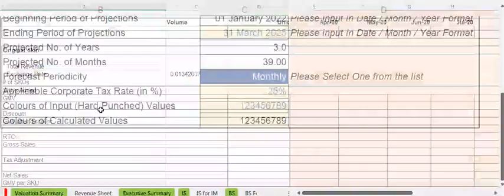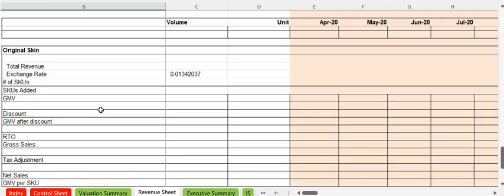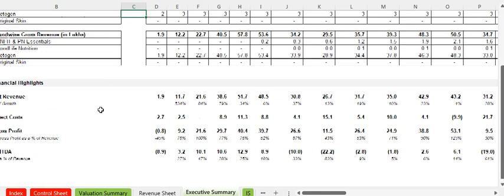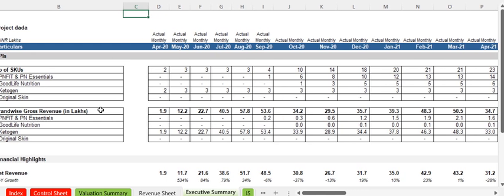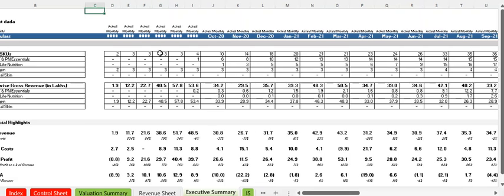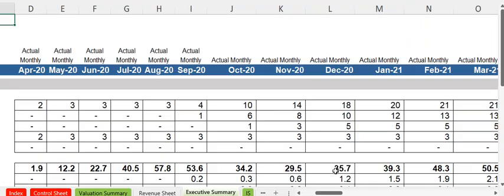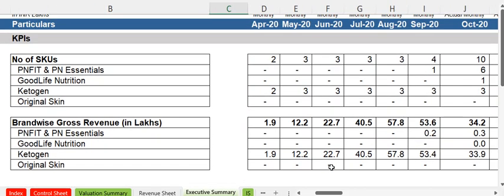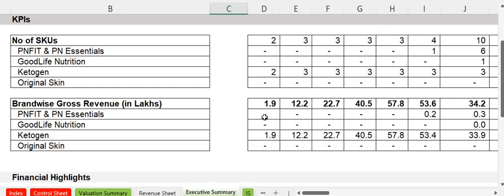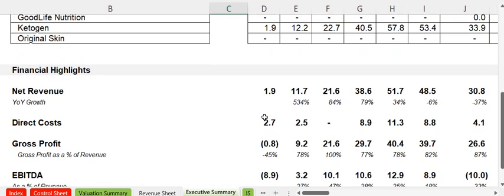It's a platform that is working for the IS, and this is the revenue sheet for the particular company, and this is the executive summary of the cost, or the direct cost. We can say there are other market drivers, so the number of SKUs is also there. These are the number of SKUs for the particular products: PN Fit, PN Essentials, Good Life Nutrition, Ketogen, Original Skill. Then we have the brand-wise gross revenue for PN Fit, Good Life Nutrition, Ketogen, and Original Skill. Then we have the financial highlights.